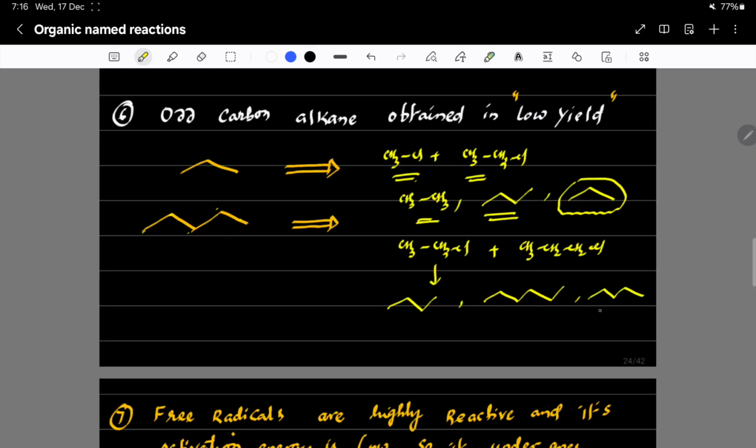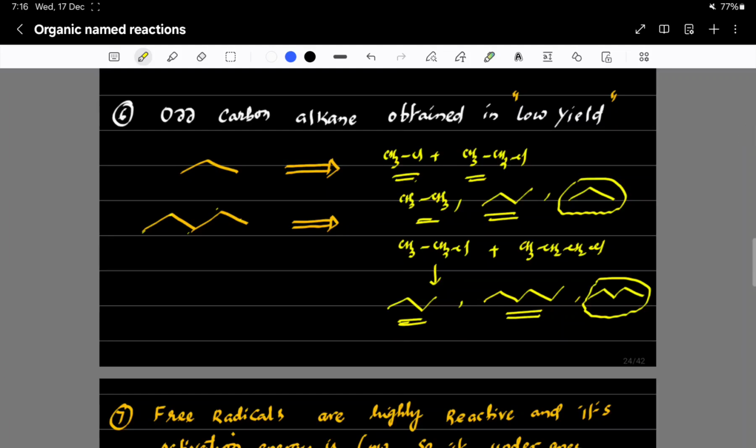So now look at this, student. If I want to prepare an odd carbon alkane, then automatically I am getting a low yield only, because here it is contaminated with butane and hexane as byproducts. So this contribution takes place along with the original compound. That's why here we will get the low yield, right?